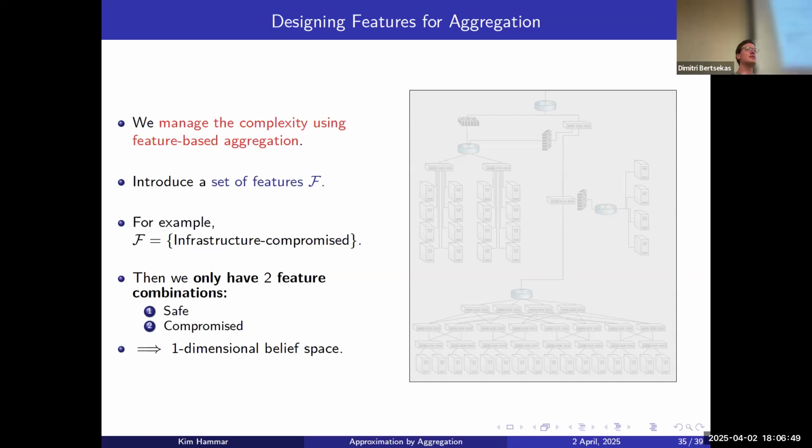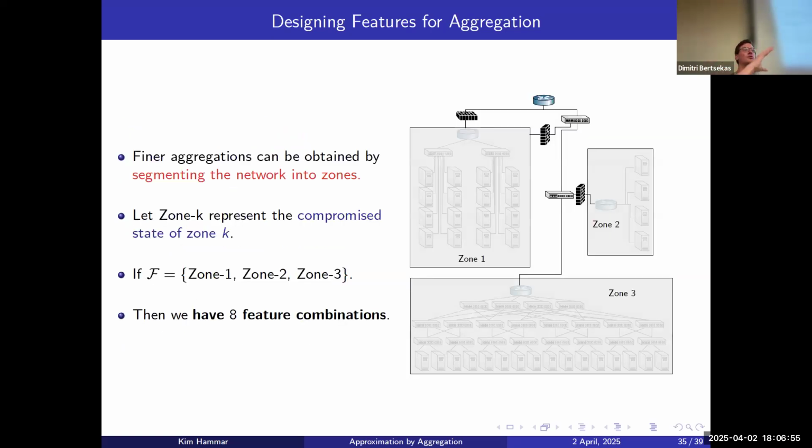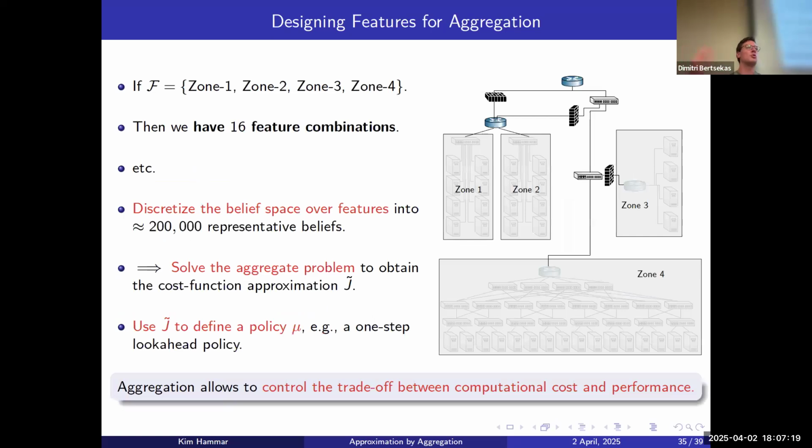Then, of course, you can make this more fine-grained by introducing more features. We can, for example, segment the network into different zones. And this is, by the way, how networks are operating in practice. For example, the university network here is probably segmented into different zones depending on the departments and so on. Then we could have one feature for each zone that tells you if the zone is compromised or not. You can then continue this, breaking down the problem even further into 4 zones or even more zones. Depending on how many features you have and their possible values, your number of feature combinations will increase, which will make the aggregate problem more complicated.